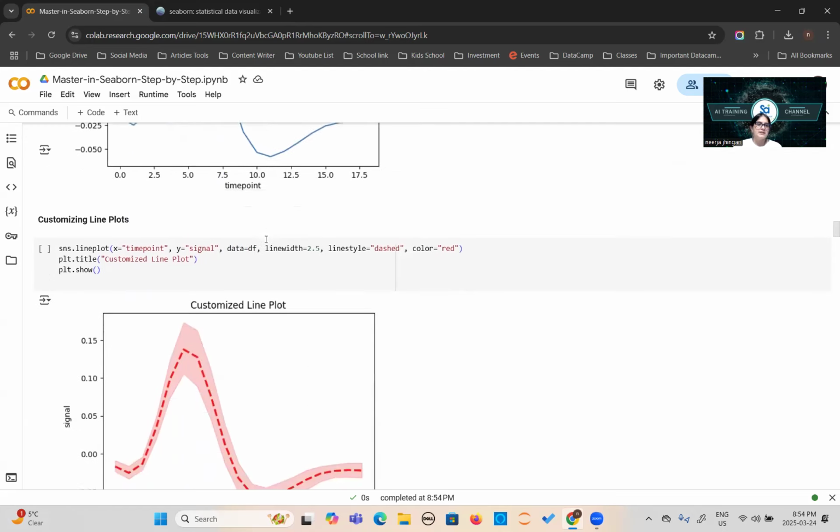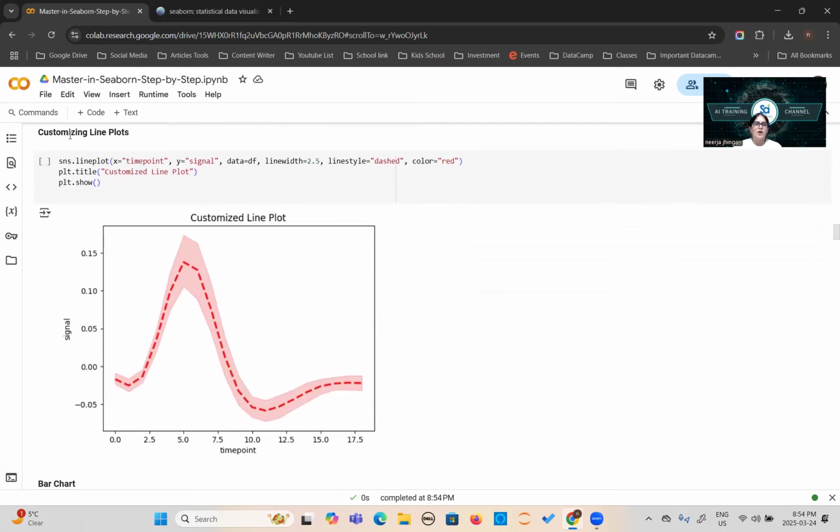Now we will move ahead to how you can customize line plots. You have already learned about markers, confidence interval, hue, and style. Now there are three more parameters: line width, line style, and color. You can make changes with the color red. If you want to make it green, you can make it green.